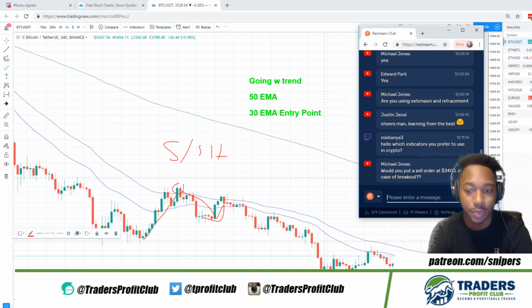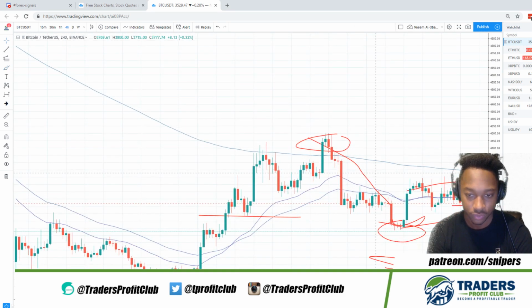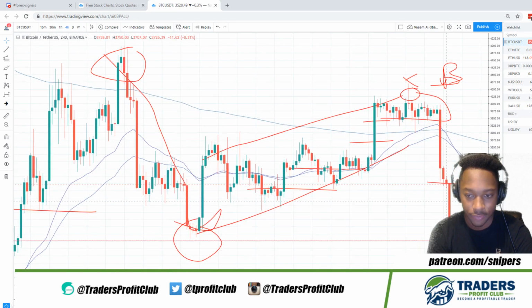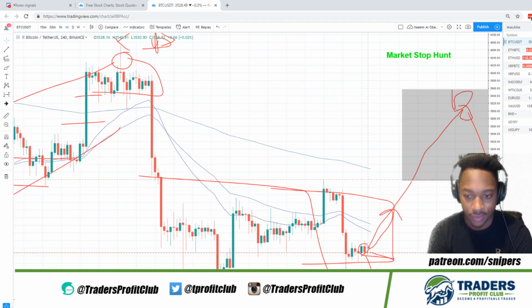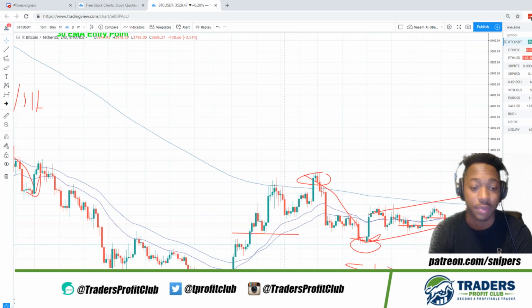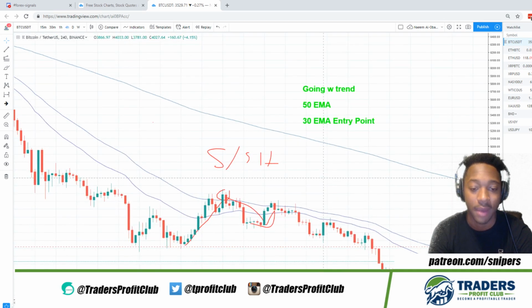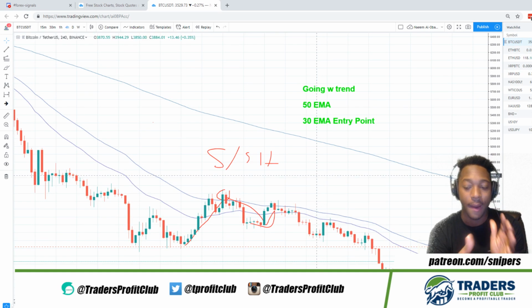Would you put a sell order at 3,400 in case the market breaks out? Yes, that is definitely a good idea. So 3,400, yes, that would be a very good idea, Michael. Definitely a good idea to put a short breakout in case the market might just break to the downside. So you have both trading setups.